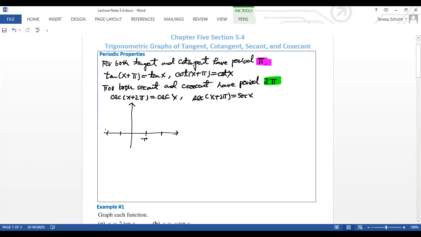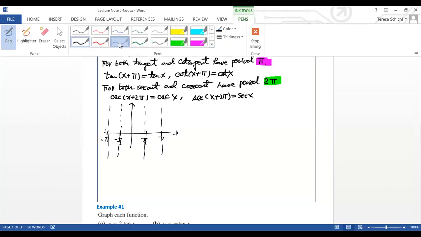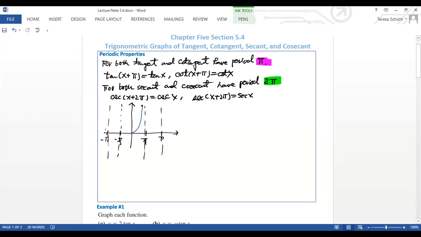So this is pi over 2. This is pi. This is negative pi over 2. This is negative 2 pi. If you use the unit circle and go ahead and graph the tangent x here, you will see this is our tangent x. This is the whole period from negative pi over 2 to pi over 2.